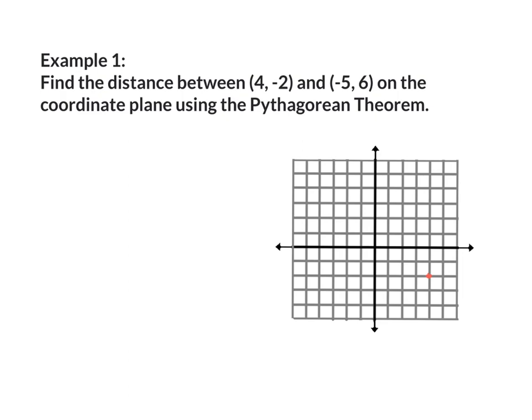I'm going to start at the origin again, go to the left 5. 1, 2, 3, 4, 5, up 6. 1, 2, 3, 4, 5, 6. Now I'm going to connect my dots. And I'm going to connect the last line. And if you notice, it forms a right triangle.